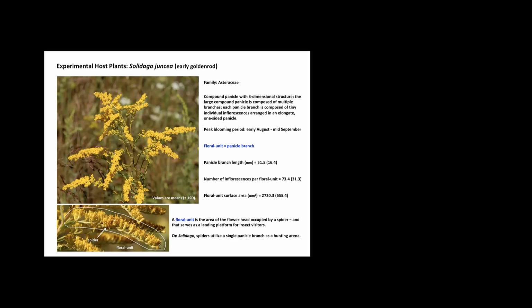Now, a floral unit on this plant is the area of the plant that is occupied by the spider. It's used by the spider as its hunting arena, and it's also functioning as a landing platform for visiting insects. And so on Solidago, the floral unit is one of these panicle branches.